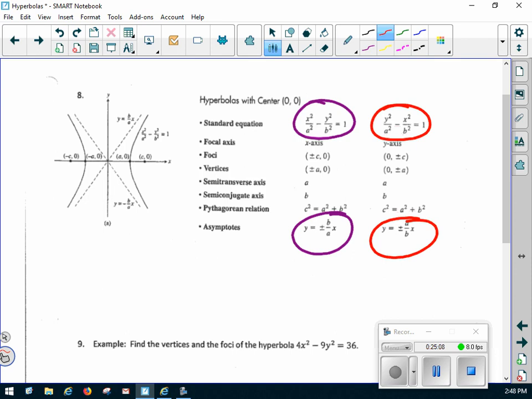Now why is that? Why is the difference? If you look in this one, do you see that the b is under y? And in this one, you see that a is under y. So if you solved them the same way I solved them before, you would get this since the a is under the y.